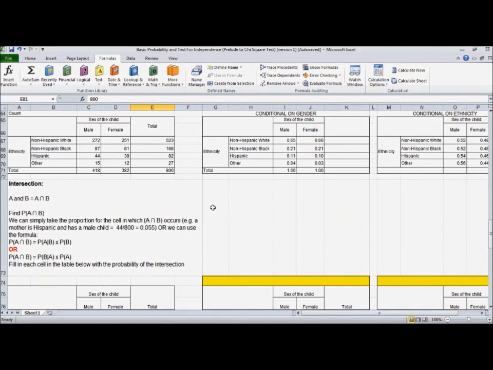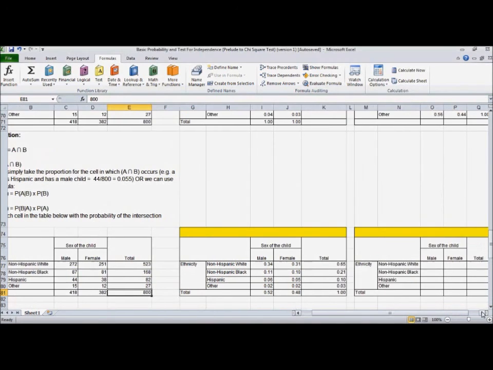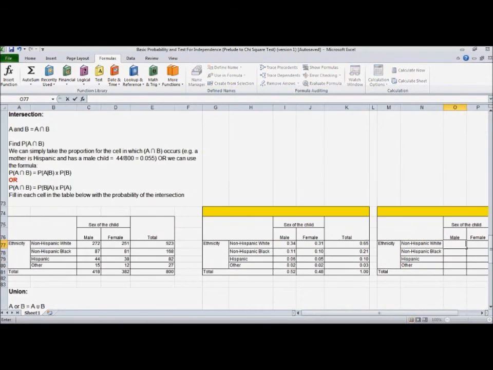And I'll show you now that we can also use the full formula. So now we have in this table here conditional probabilities. If I were to ask you the probability of A and B, we can use the full formula to get the same values, if you are interested in doing that. So for example, if I were to ask you the probability of non-Hispanic white and male. Let A be the event that a mother was non-Hispanic white and B be the event that a child is male. So we're looking for the probability of A and B.